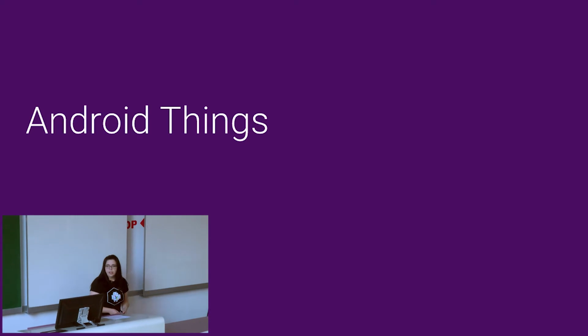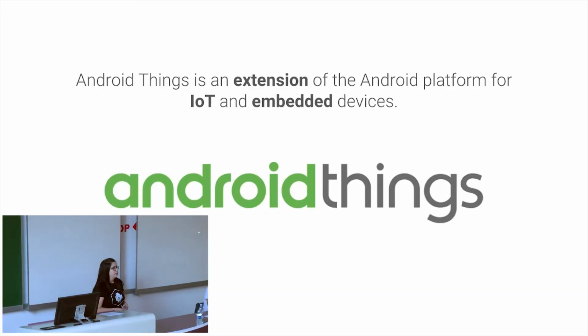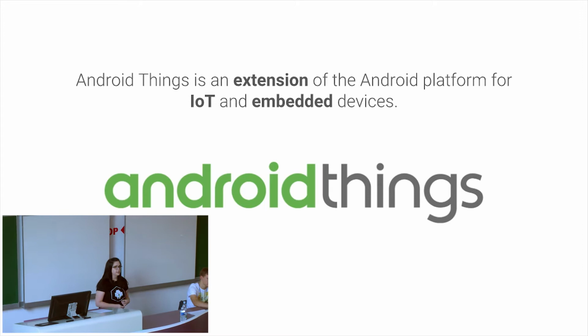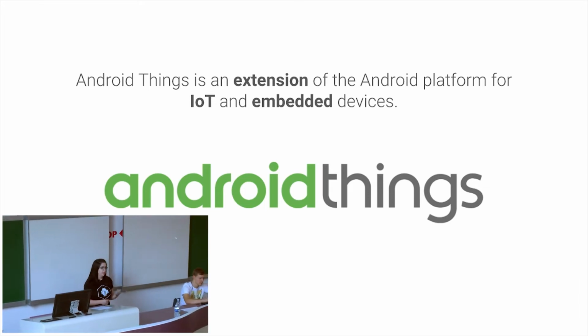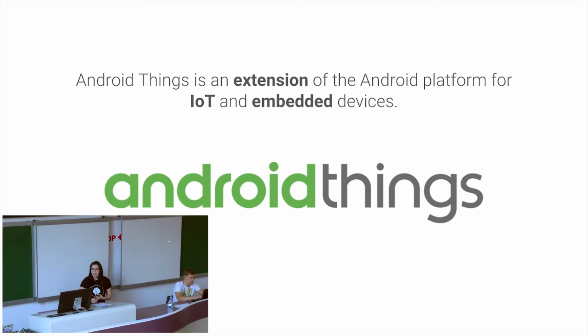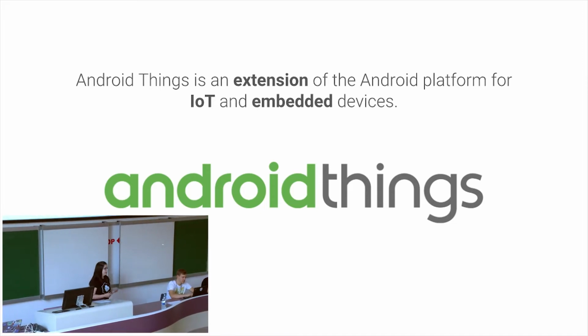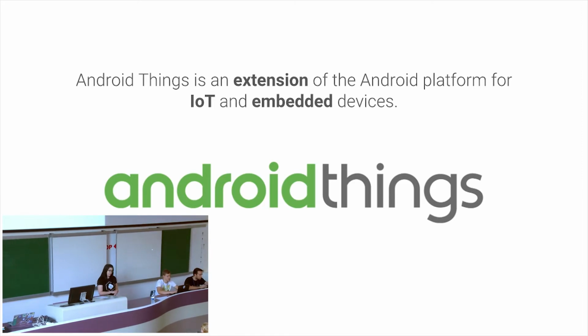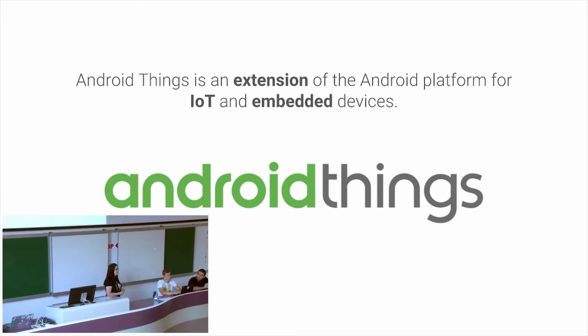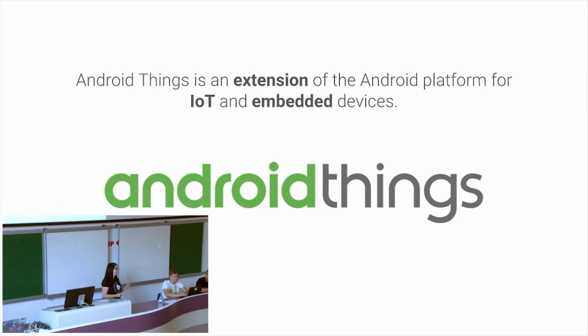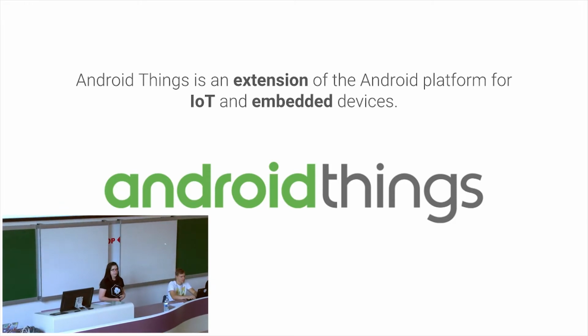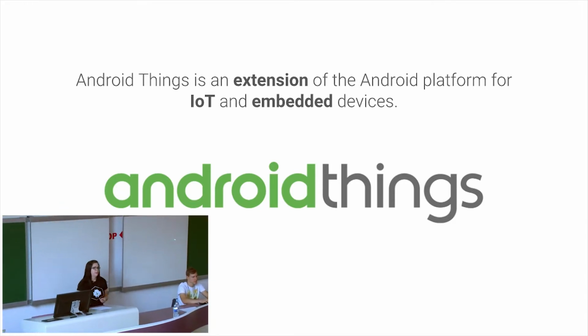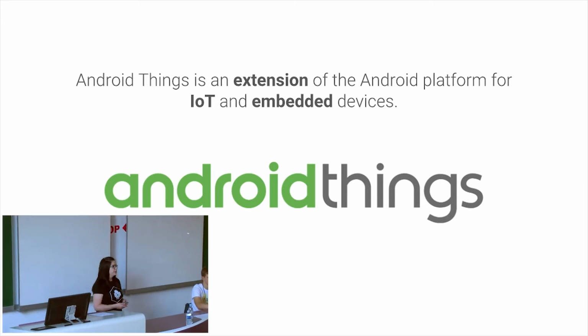So what is Android Things? For those that don't know, Android Things is an extension of the Android platform for IoT and embedded devices. We've come to know Android on our phones for very many years. We've also seen Android put onto our TVs with Android TV, and on Android Wear, on our watches. But now with Android Things, you can put Android wherever you want to put it. So if you want to build a connected airplane, for instance, with a media control system that's powered by Android, you can use Android Things to do that.